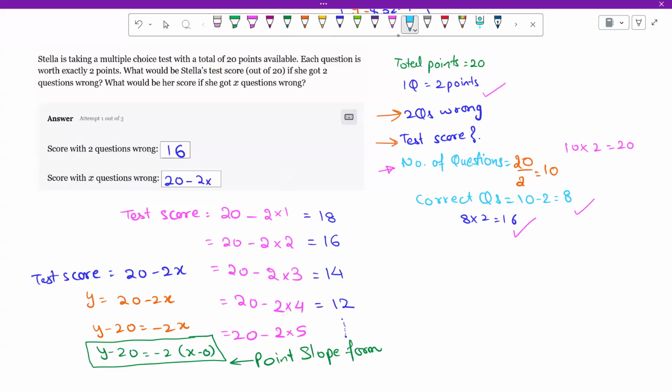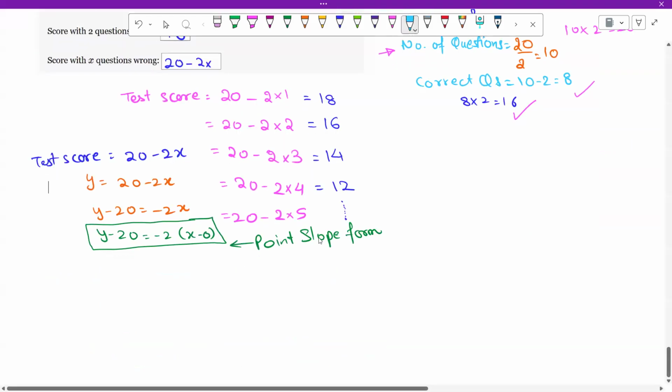Now we want to write whatever is given to us in the point slope form. So whatever is the constant number, just send it to the other side. That's minus 20 goes there. And we don't know what is the point with x. There was nothing with x, so we just said it is nothing but x minus 0. And this is nothing but y minus y1 is equal to m times x minus x1. Point slope form. That's what we wanted.